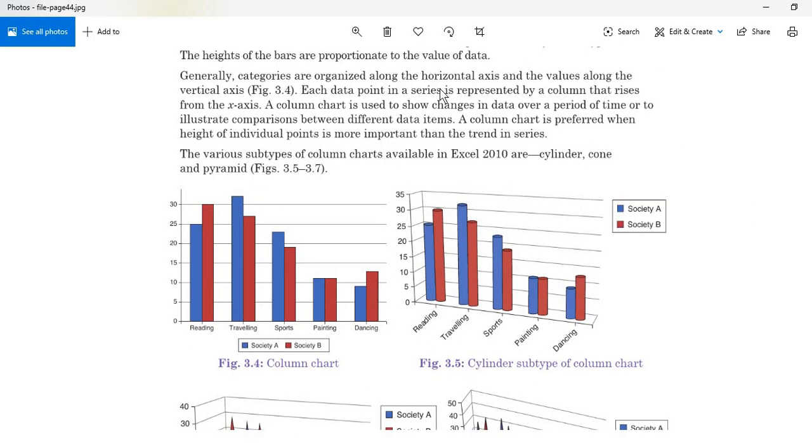Generally, categories are organized along the horizontal axis, horizontal axis as in this one, x-axis, and the values along the vertical axis. Each data point in a series is represented by a column that rises from the x-axis. প্রত্যেকটা data point একটা series এ represent হবে এমন column দিয়ে যেটা x-axis থেকে rise করবে. See, rises from the x-axis. A column chart is used to show changes in data over a period of time or to illustrate comparisons between different data types. And mostly আমরা bar chart use করি যখন খুব normal মানুষদের বোঝাতে হবে.